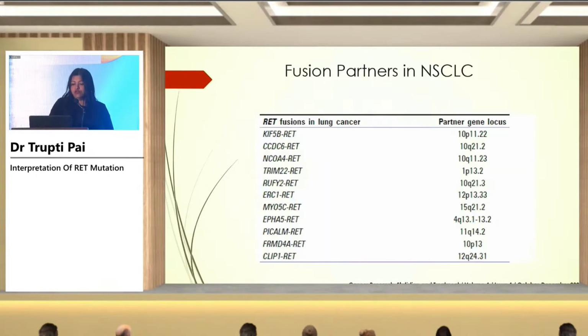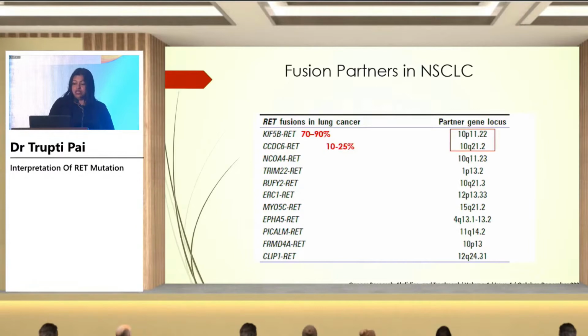When it comes to FISH, it is very important to have a lucid understanding of the partner gene loci. For the RET gene, the most common partner, KIF5B, is seen in 70 to 90%, followed by CCDC6, which is seen in 10 to 25%.